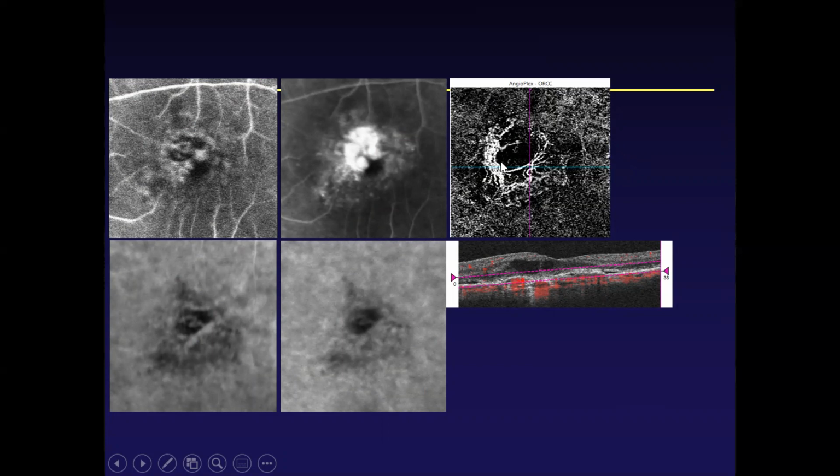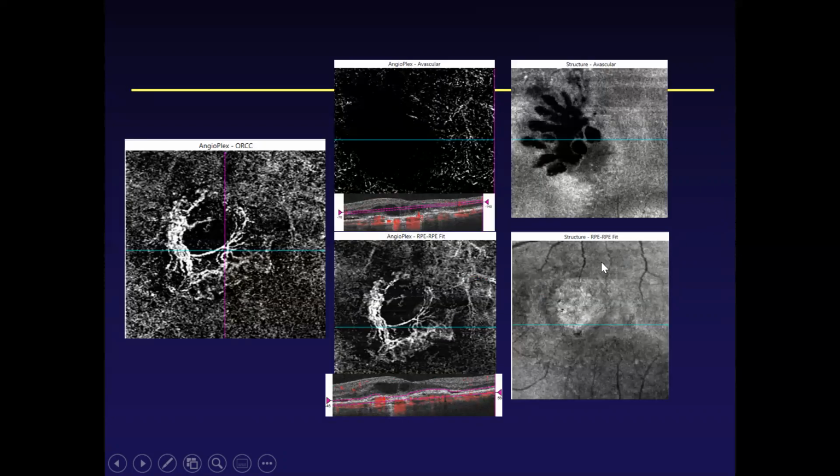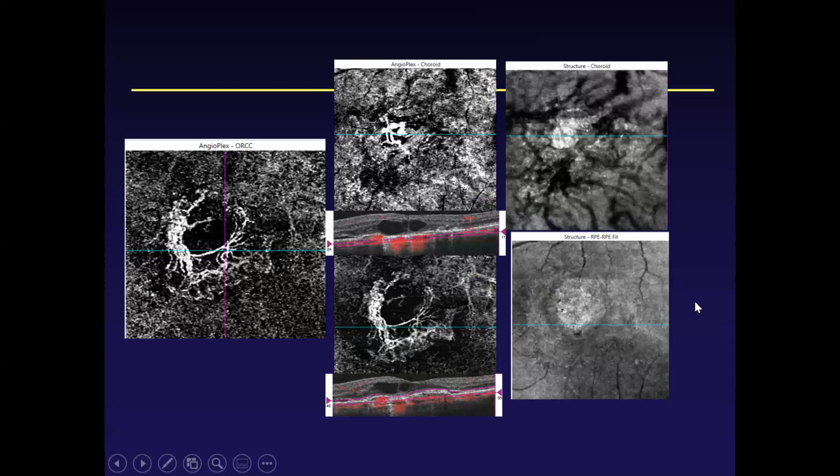In the area of geographic atrophy, there is no neovascularization. And here clearly you can see a type 1 neovascularization surrounding this area of geographic atrophy. Again, showing you different slabs here in the avascular slab, as well as in the deeper RPE fit, clearly showing that this neovascularization is below the RPE. It is a type 1 lesion.